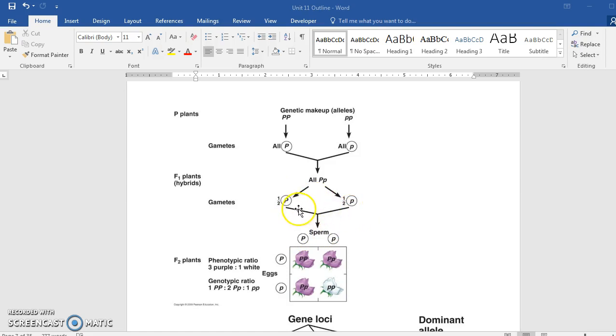Well, you cross the F1s, half the gametes could be big P, and half the gametes could be little p. And since you're crossing F1 with F1, the male gametes, big P, little p, the female gametes, big P, little p. And so when you put these together, you get what would eventually be a pure breeding flower plant, big P, big P, big P, little p, big P, little p, and then little p, little p, and because there's no dominant allele in the white flower plants, the white color shows up. So the genotype ratio is 1 to 2 to 1. The phenotypic ratio is 3 to 1. 3 purples to 1 white.